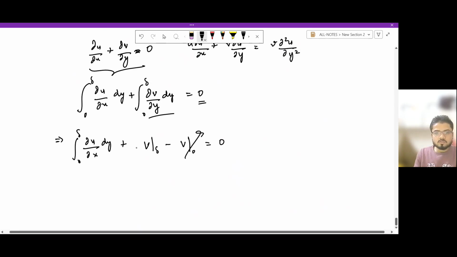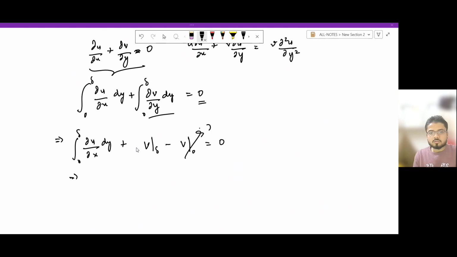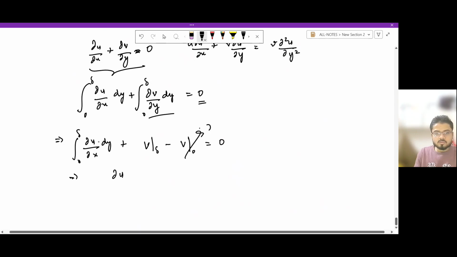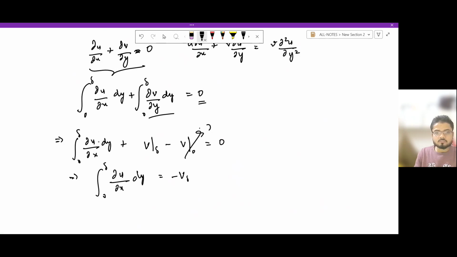Okay, so we already know that this would be something like 0, and moreover, you'd have del u over del x dy integral from 0 to delta equal to minus v delta, the value of the vertical, that is the y velocity, at y equals delta.